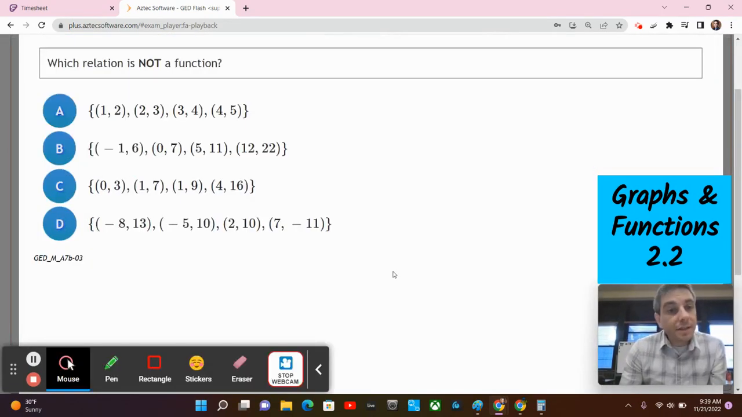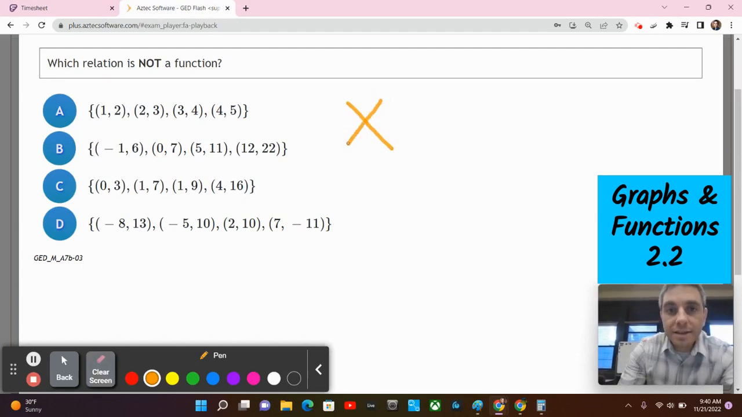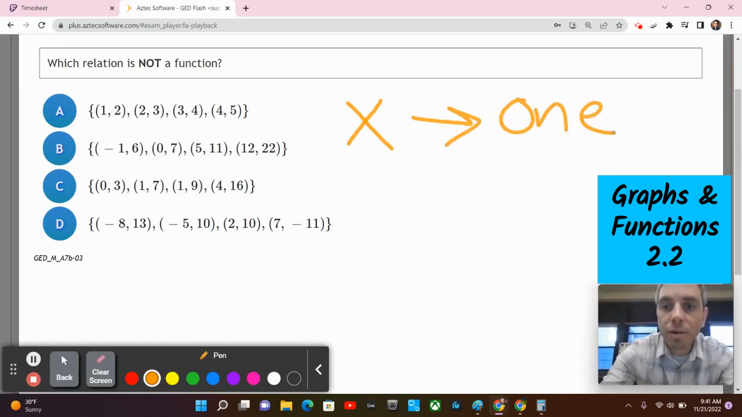Which relation is not a function? If you know specifically what they're asking you for here, this is kind of like a yes or no question, and it could also be a 10-second question if you know exactly what to look for. So here's what you're looking for to determine whether something is a function. Every x number that is given in the set has to be paired to one and only one y number.